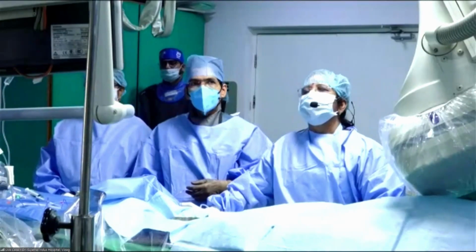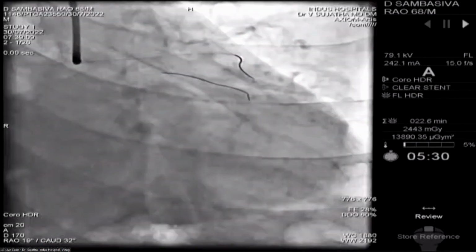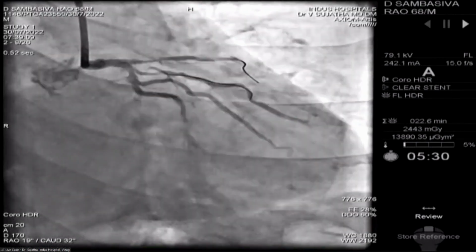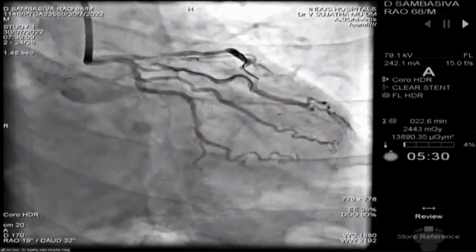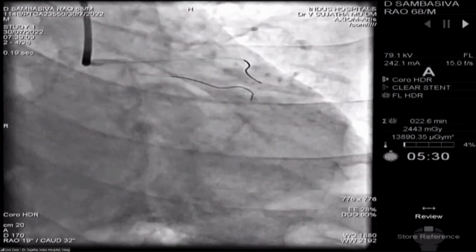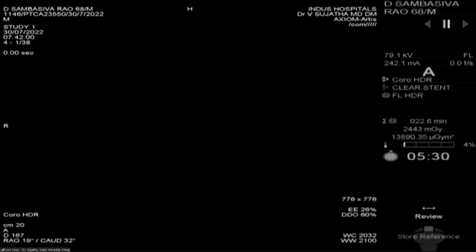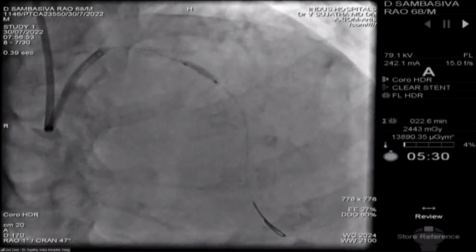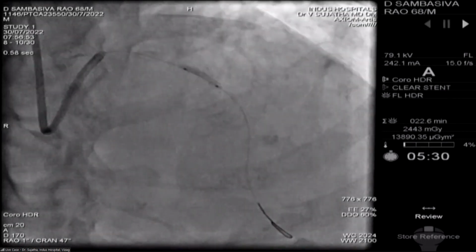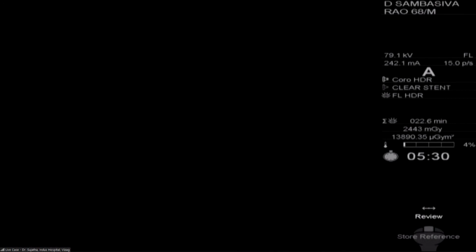So we tried to pass the OCT catheter. The OCT catheter did not cross. We even tried to pass a Wolverine, it would not cross. So we dilated with a 2.5 by 12 balloon at this stage. Next slide. We dilated with a 2.5 by 12 at high pressures. Then we did an OCT. I'll show the OCT run.